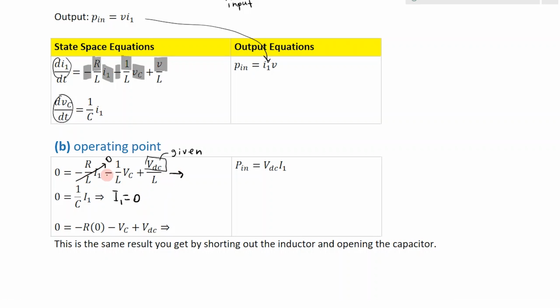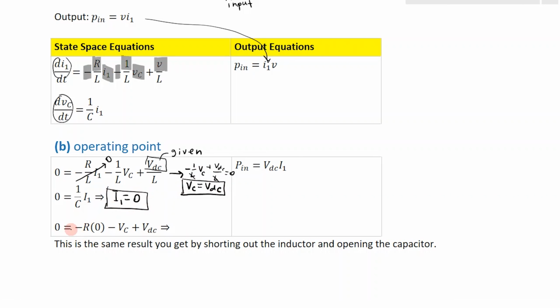So we have negative 1 over L VC plus VDC over L equals 0. We can remove the L, so multiply both sides by L, shift VC on the right-hand side, and then we'll get VC equals to VDC. This is operating point for VC. This is operating point for I1.